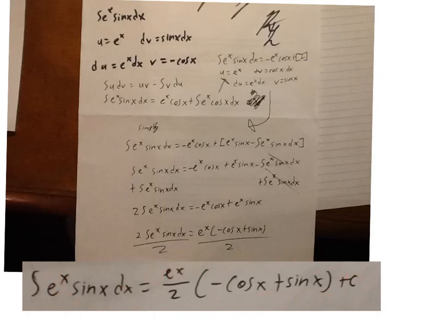The only part from getting from here to here was basically just doing the product rule for negative e to the x cosine of x, and then this is what you end up getting. And then it's pretty simple and straightforward.